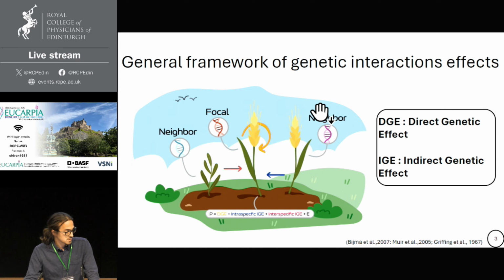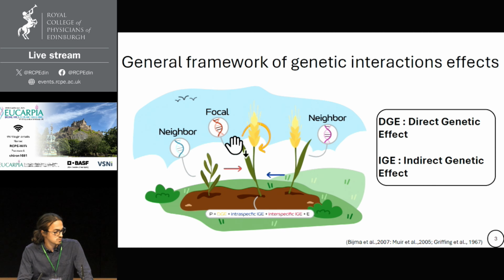So our framework is mostly the same. The labels are not the same, but it represents the same thing. Here you have 3 plants. 2 are wheat or durum wheat, and 1 is an alfalfa. And we can decompose the phenotype of the focal plants by one genetic effect that is called the DGE, the same thing as the DBV presented before. So it's the direct genetic effect, and some indirect genetic effect that's called IGE.